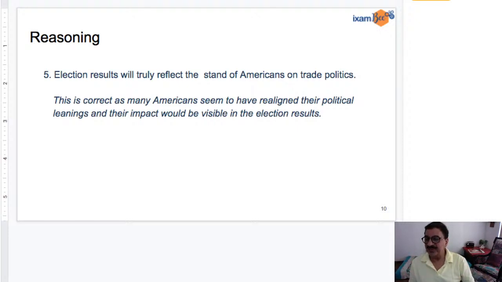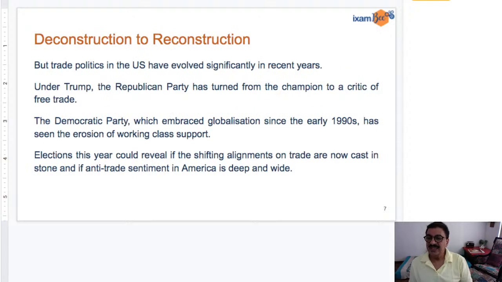And this is exactly what the last line of the paragraph was saying. Elections this year could reveal, see, it is a possibility, it is not declaring, could reveal that the changes on trade, the shifting alignment means जो लोगों के विचार थे, विचारधाराएं थी जो बदल गई हैं, जो सपोर्ट करते थे उन्होंने सपोर्ट करना कम कर दिया है, जो चैंपियन थे उन्होंने भी क्रिटिक बन गए हैं उसके, तो अब ये परमानेंट हैं.